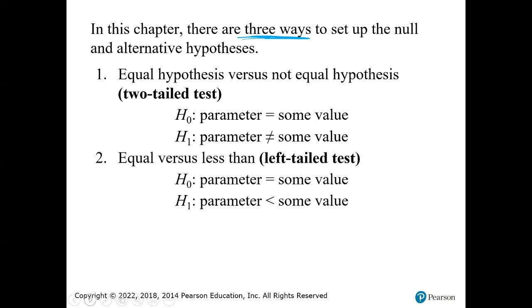Option 2 is an equals test versus a less than test. So maybe I had some information that said the average wait time to get your food at the local Wendy's was 5 minutes. Okay, my Wendy's is super slow. Maybe the manager decides, okay, we're going to employ this new process, and I think I can now reduce the average wait time to less than 5 minutes. So, that's an example for that one.